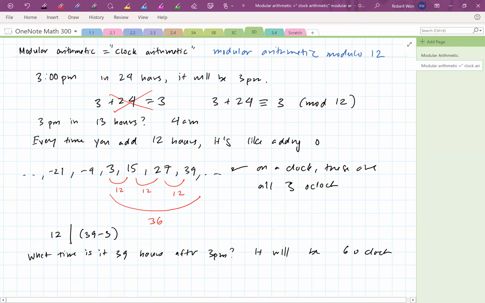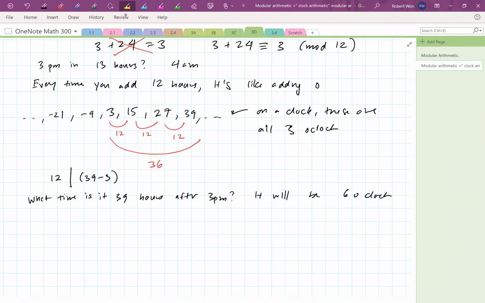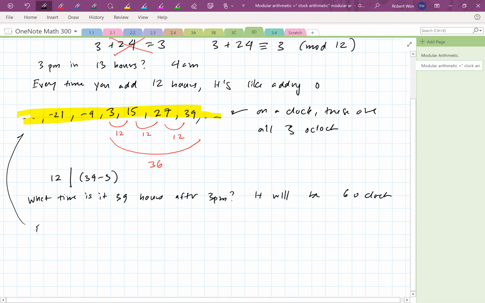Okay, so let me just say that this set here, let's actually put them in a set. All these things are all of the integers a such that a is congruent to 3 modulo 12. So all of these times will be 3 o'clock on a clock.